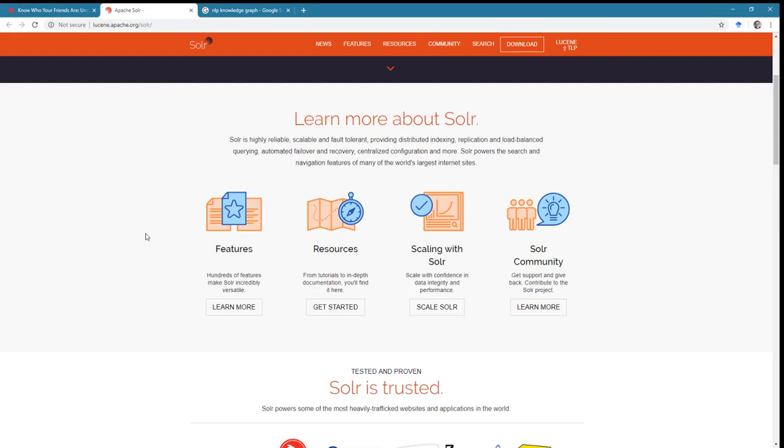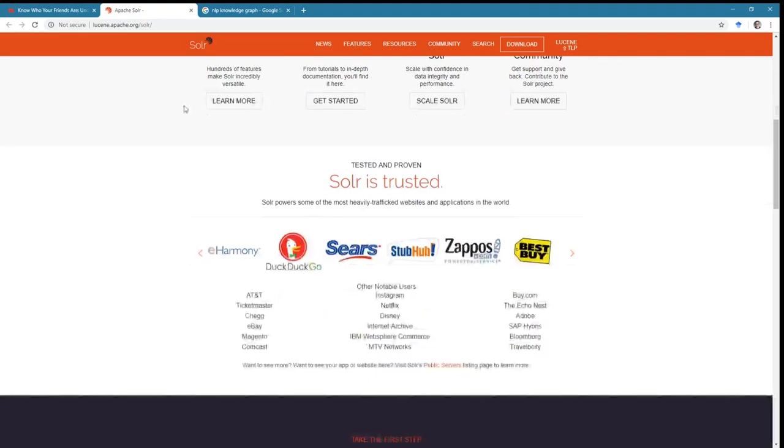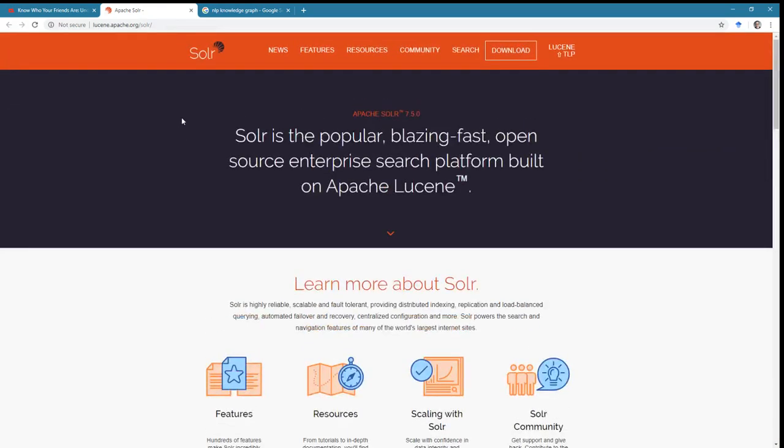Hundreds of features, resources. Solr is highly reliable, scalable, and fault-tolerant, providing distributed indexing, replication, and load-balanced querying, automated failover and recovery, centralized configuration, and more. Solr powers the search and navigation features of many of the world's largest internet sites. Okay, so it's a web store. Is this a database? No, it's for search.